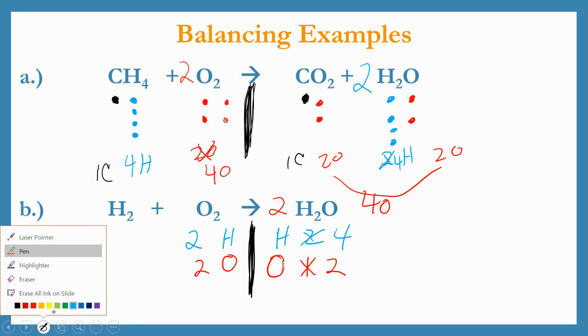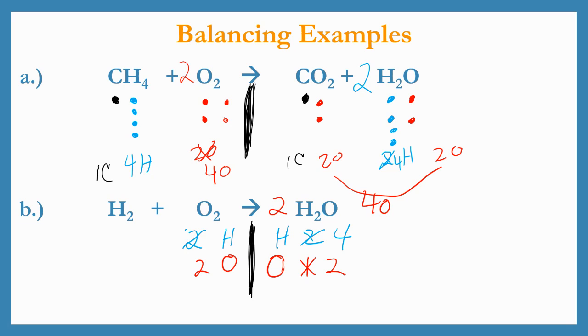So the next thing I can do is double this, right? So if I do 2 here, 2 times 2, that gives me 4 hydrogens. The oxygen stays at 2 because there's still a 1 there, right? So that's a 1. So 1 times 2 is 2 oxygens. 2 times 2 is 4 hydrogens. There's 4 hydrogens on both sides. There's 2 oxygens on both sides. That is now balanced.